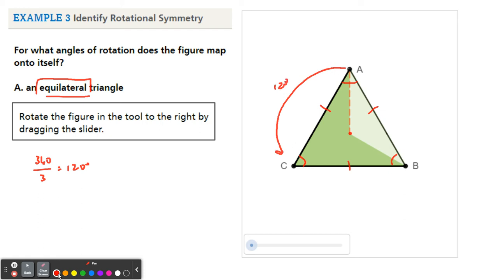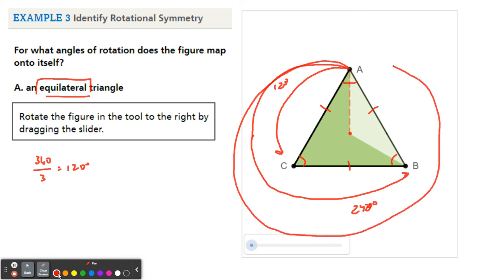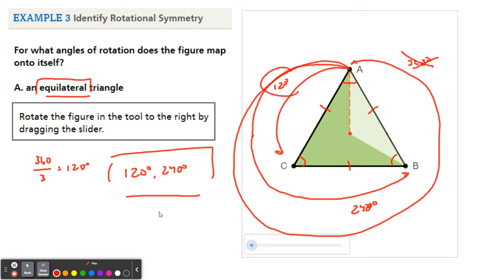If I take A and go 240, that'd go through C and around to B. So it also has 240 degree rotational symmetry. And if I take A and rotate it 3 120s, which would be 360, we get back to A. But remember, we don't count 360 degrees, we stop there. So this figure is going to have 120 degree rotational symmetry and 240 degree rotational symmetry about its center. Okay. Now, so it has 120 and 240.